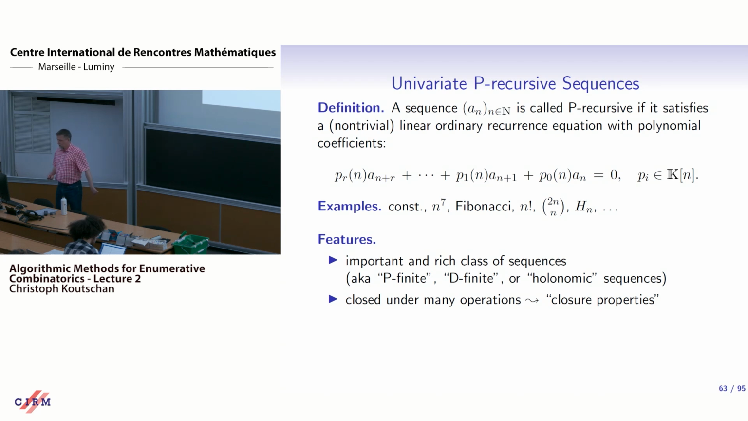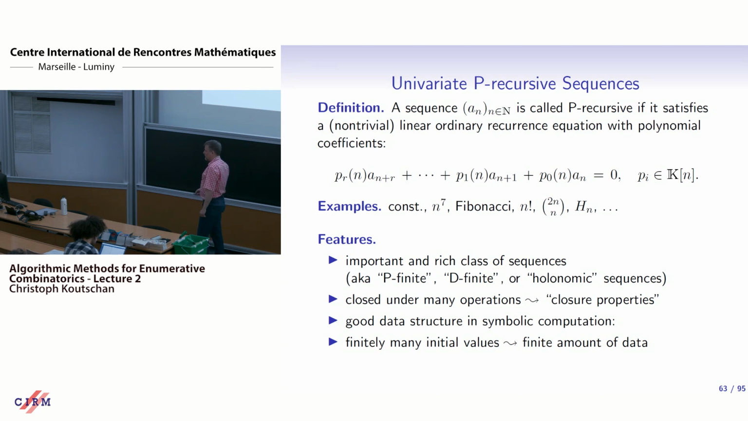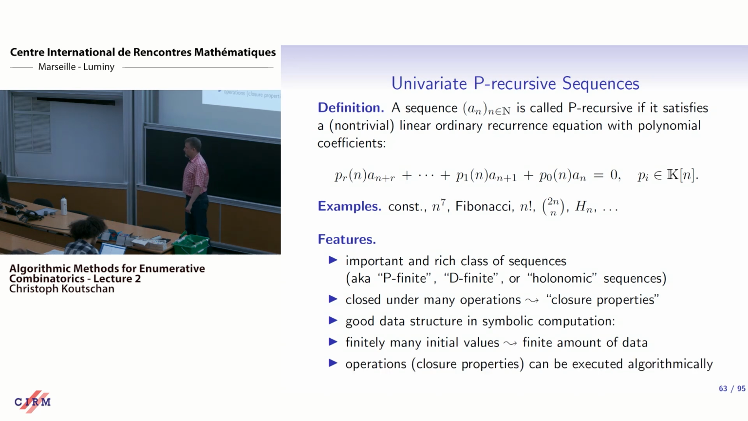It's closed under many operations. These are called closure properties. It's a very good data structure in symbolic computation because it allows us to specify the sequence using only finitely many initial values, and also the recurrence involves only a finite number of bits, so it's very easy to store in a computer, and everything can be executed algorithmically.